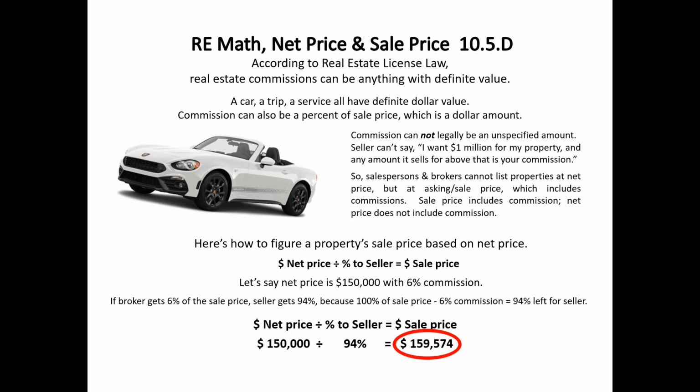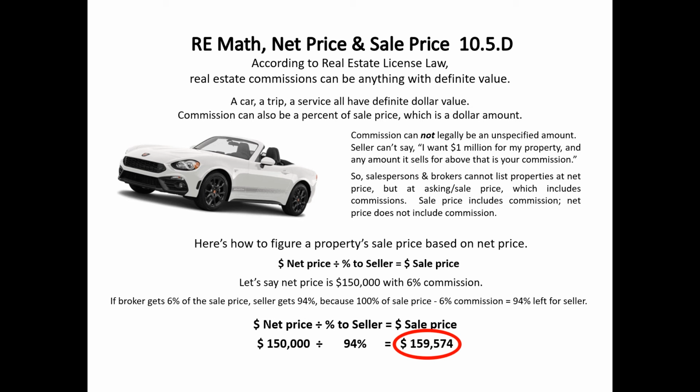If the broker gets 6% of the sale price, the seller gets 94% of the sale price, because 100% of the sale price minus 6% commission equals 94% left for the seller. 100 minus 6 equals 94.